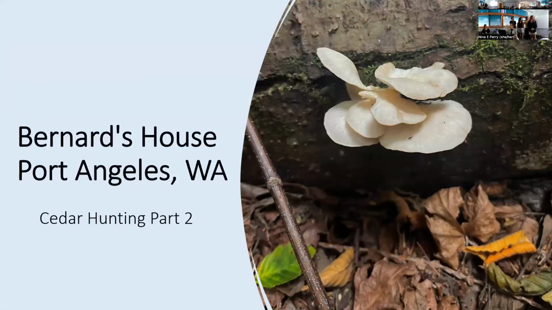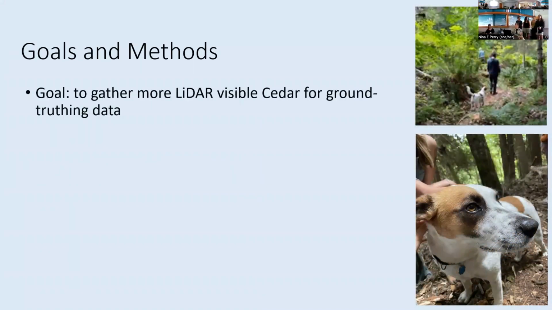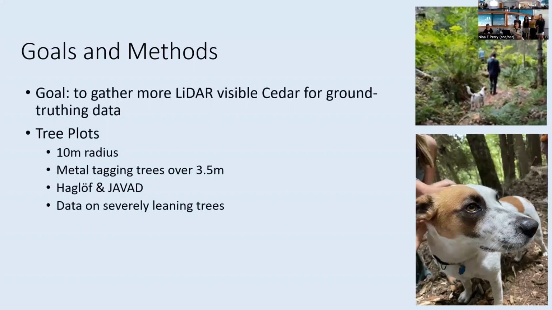And then we also had the opportunity to go to Bernard's house in Port Angeles. So this kind of became another cedar hunt situation. Our goal was to gather more LiDAR visible cedars around Bernard's property for ground truthing data so that we could create stem maps. And these plots were also circular with a 10-meter radius. However, we used metal tags, and we tagged all trees over 3.5 DBH. And then again, we used Tagoff and Javad for the sake of stem mapping.